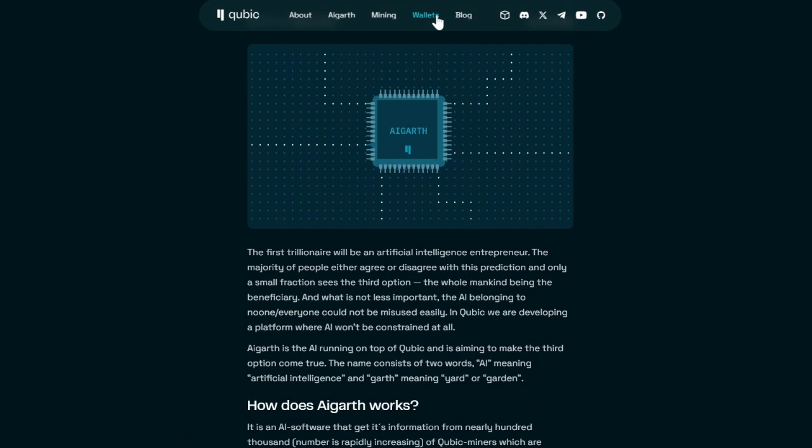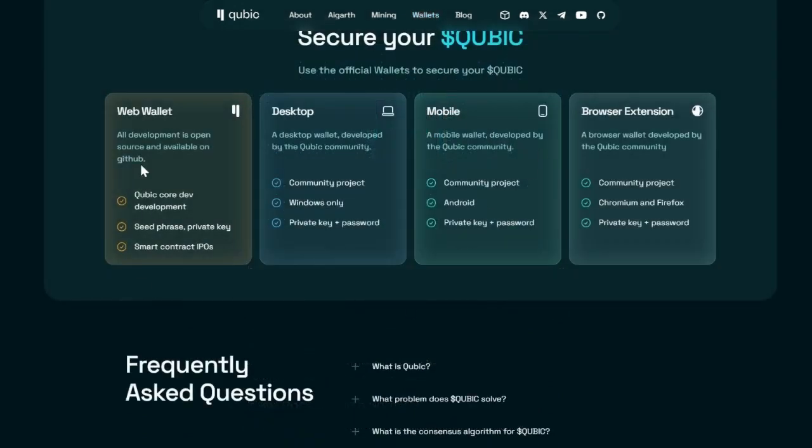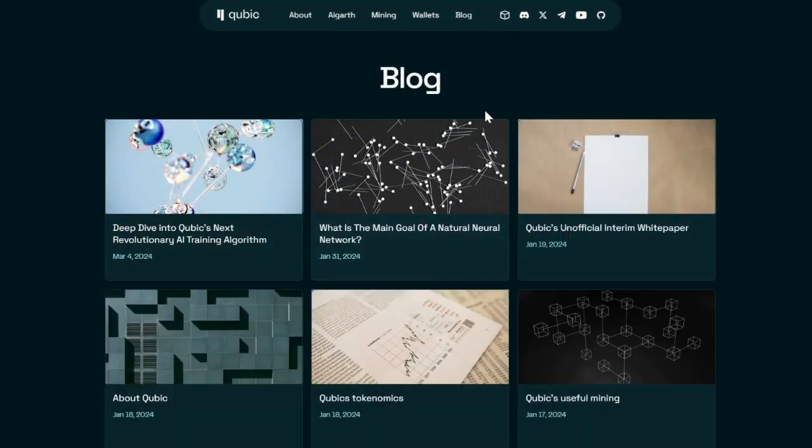Then if we go up here, just looking at the last two sections really quick, you can see all the details in your wallets again. And if you go up here, you can see the Qubic blog, which I'm not going to go through each of these blog posts now, but I'll probably read through them in later videos. But again, they're really, really interesting and useful.